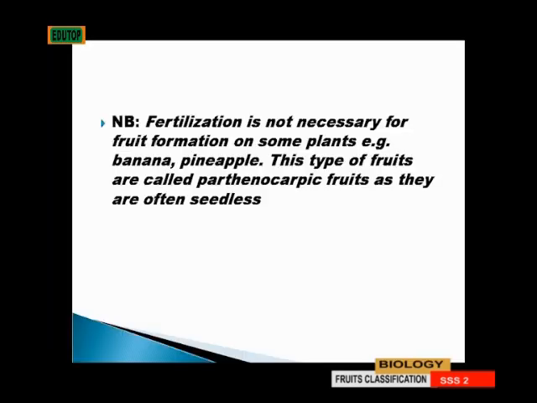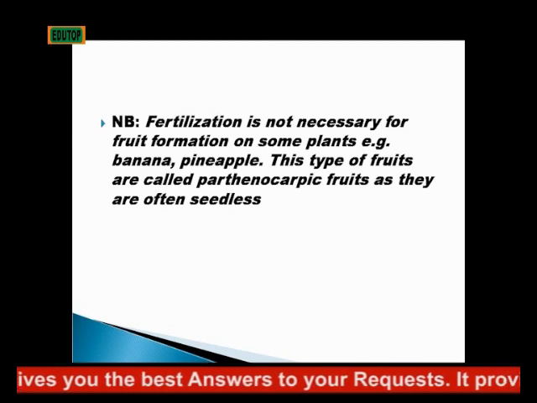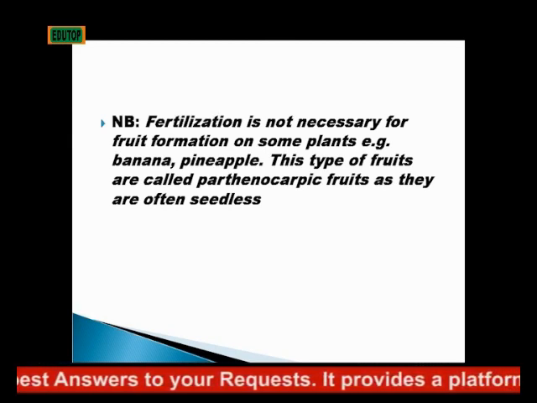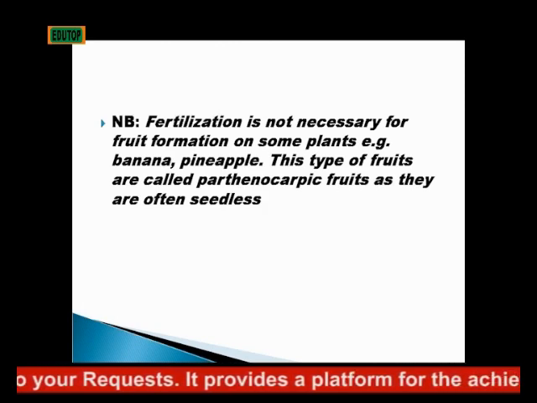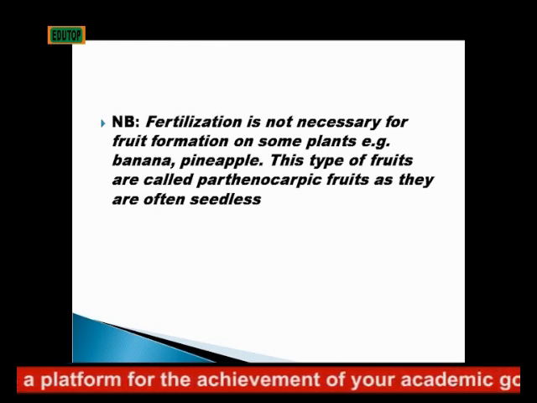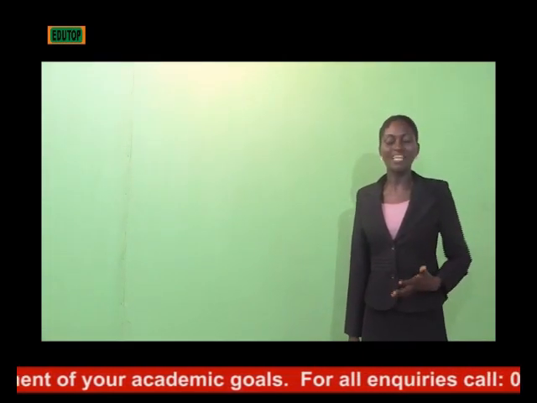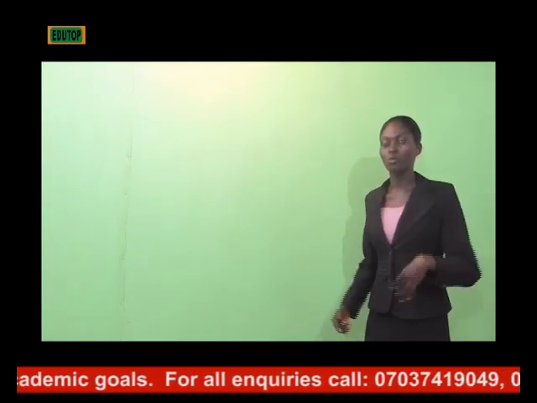Then I want you to note this: fertilization is not necessary for fruit formation in some plants. Some plants don't have to undergo fertilization before they produce their fruits, as we have in banana and pineapple. The fruits they produce are called parthenocarpic fruits. They are often seedless. Have you seen the seed of pawpaw before? No. And I'm not sure you have seen the seed of banana before. So fertilization does not necessarily happen with fruit formation in some plants such as banana and pineapple, and such plants bring forth parthenocarpic fruit, which is often seedless.